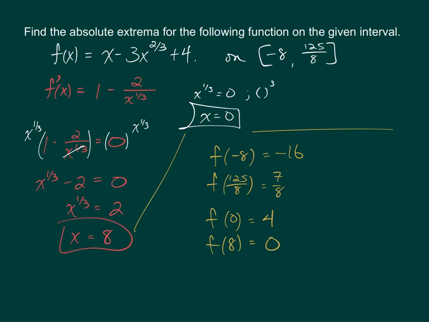So from this list, how do you pick maxes and mins? I just kind of breezed through that step last example. It's really pretty simple. You just pick the smallest number in this list, in this case -16. There's your absolute minimum. And the largest number in this list, here's your absolute maximum.